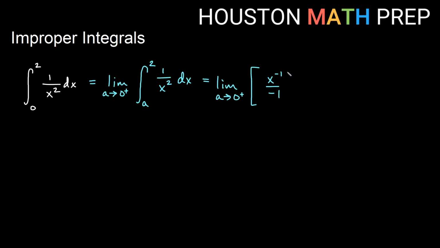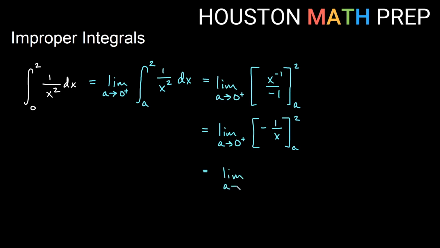So we get negative x to the minus 1. We'll rewrite that in a second, from a to 2. And we'll look at our limit as a approaches 0 from the positive side. Okay, let me go ahead and rewrite this. So this will be the limit as a approaches 0 from the positive direction of negative 1 over x from a to 2. Let's go ahead and write those separately now.